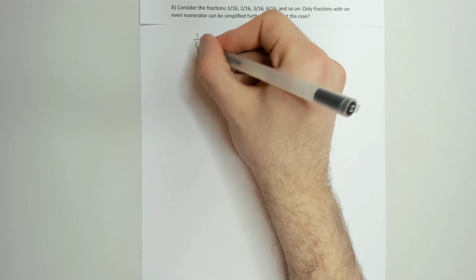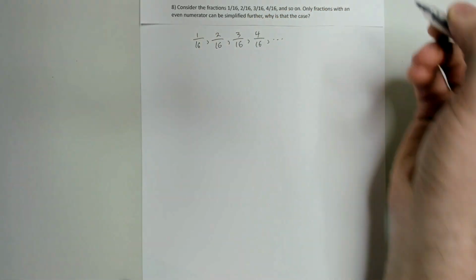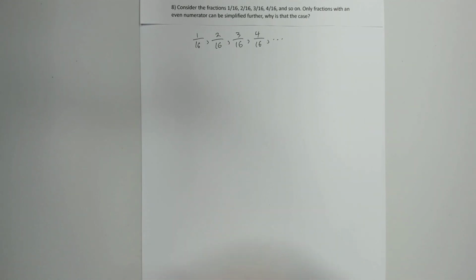All right, we're down to our final three problems here. So this one says, consider the fractions 1/16, 2/16, 3/16, 4/16, and so on. So all fractions with denominator 16. And it says only fractions with an even numerator can be simplified further. Why is that the case?